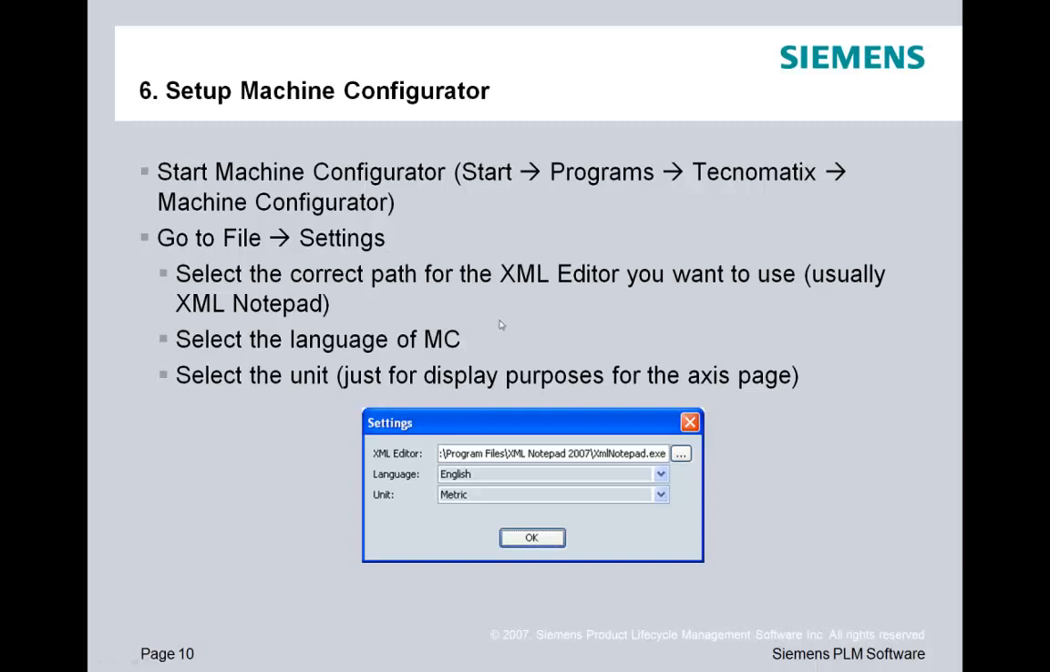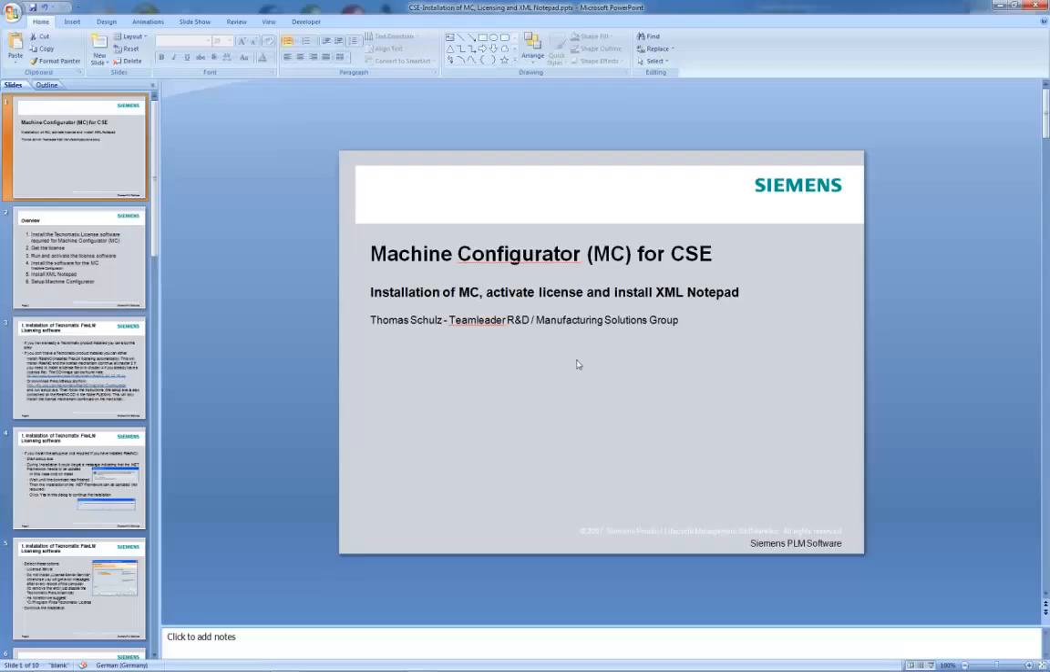Then, if you start Machine Configurator for the first time, you should make some settings. Under File Settings, you can specify which XML editor you want to use, which language you want to use, at the moment only available in German and English, and which unit you want to use to enter the access parameters.